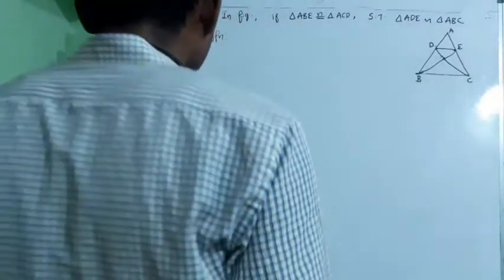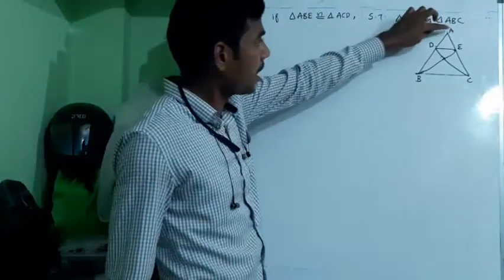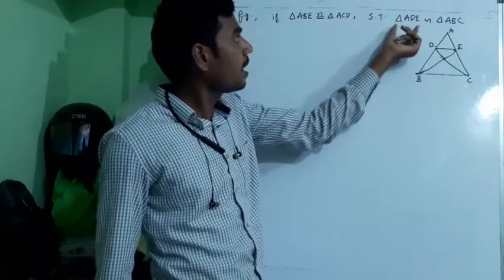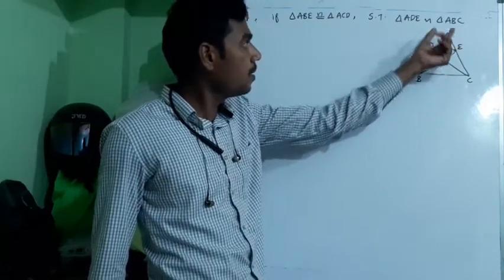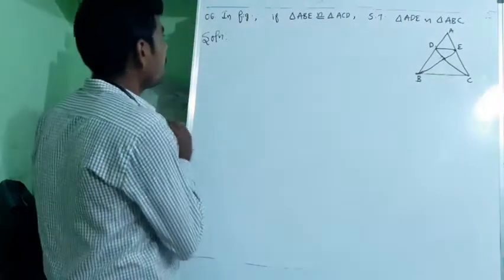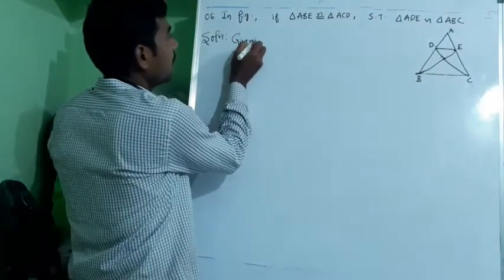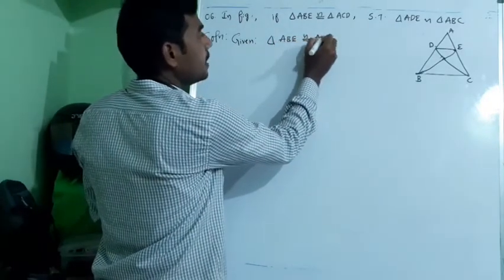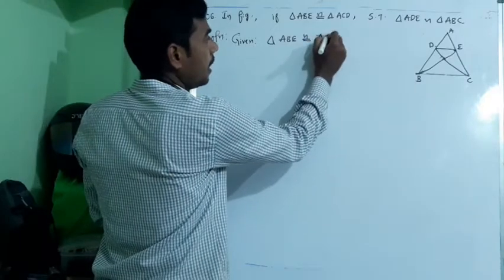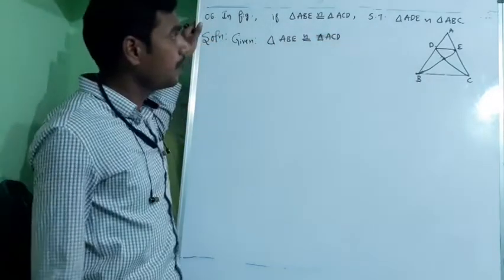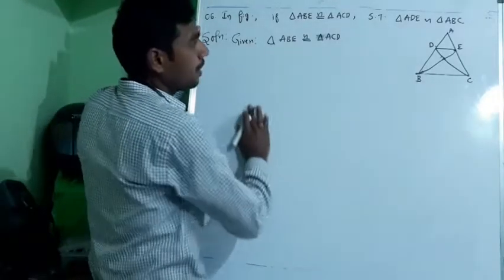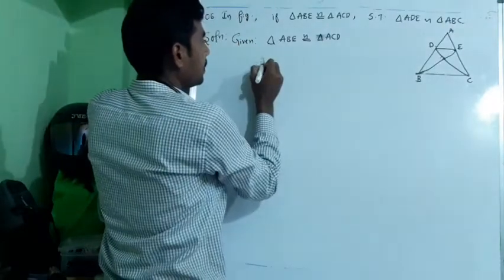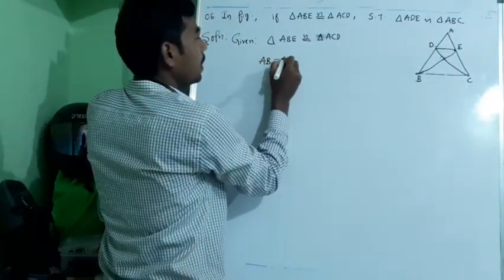Now sixth question. In the figure, if triangle ABE is congruent to triangle ACD, show that triangle ADE is similar to triangle ABC. So we'll write down the given part. What is given to us? Triangle ABE is congruent to triangle ACD. So with this, what can we draw? AB is equal to AC.